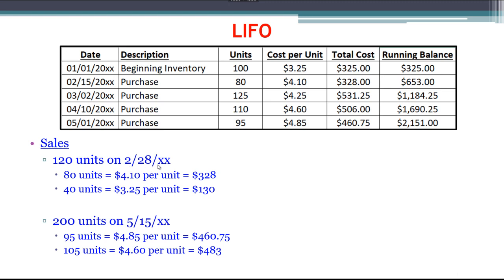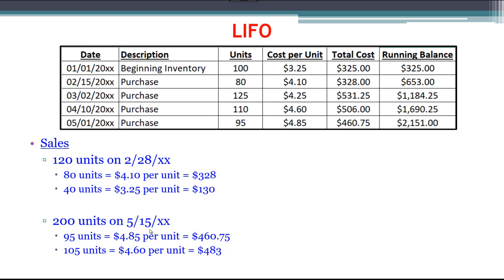And on February 28th, we only knew about these first 2 layers. So last at that point under perpetual is right here. We don't know about these other 3 at that point. So we would take 80 units at $410, and our remaining 40 units that we need would be taken out of here at $325. Which means, by the way, that we still have 60 units at $325 left.